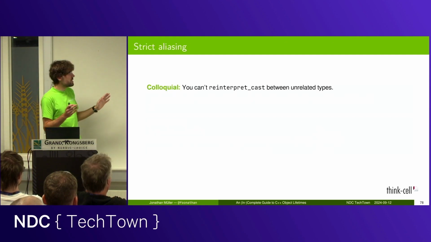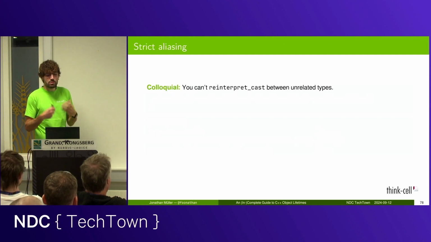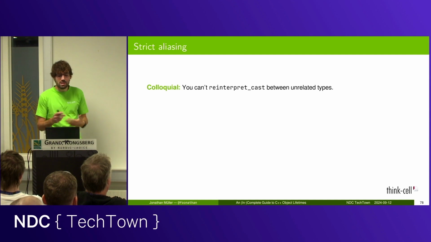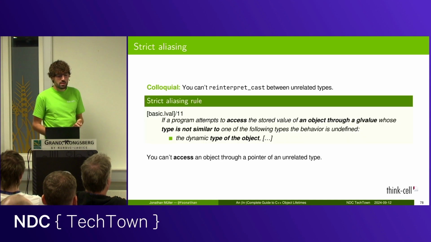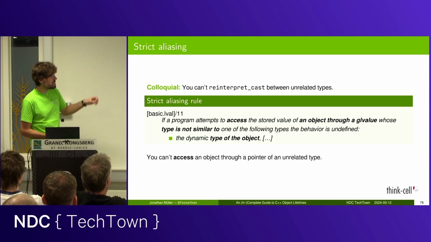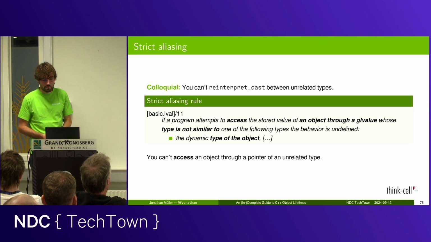So colloquially, this is the strict aliasing rule, and colloquially you say you can't reinterpret_cast between unrelated types. This is actually incorrect. The problem is the dereference. So the access is the undefined behavior, not the cast, right? You can't access an object through a pointer of an unrelated type.